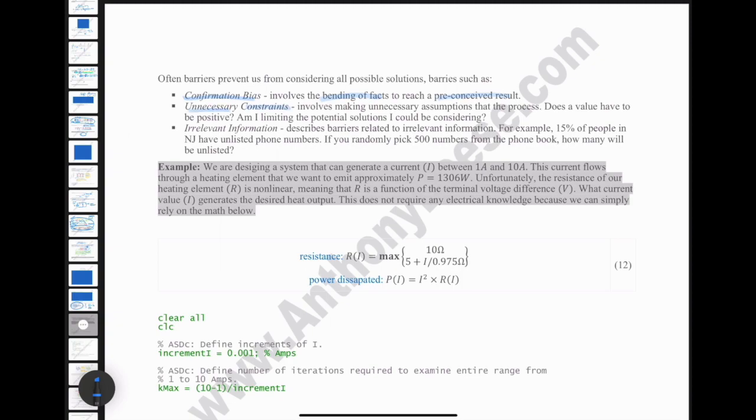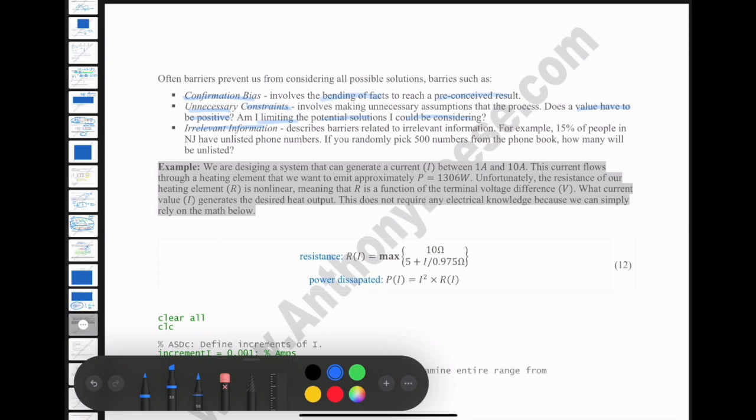Also, unnecessary constraints. This involves making unnecessary assumptions to the process, or associating unnecessary assumptions with the process. Does a value have to be positive? Okay, am I limiting potential solutions that I could be considering? And this comes up all the time in circuit analysis, where essentially we may assume that we can only use certain components, or that we have these maximum and minimum values, but they may not be the case. There's also irrelevant information, and this is a trick that a lot of professors will throw at you on exams.